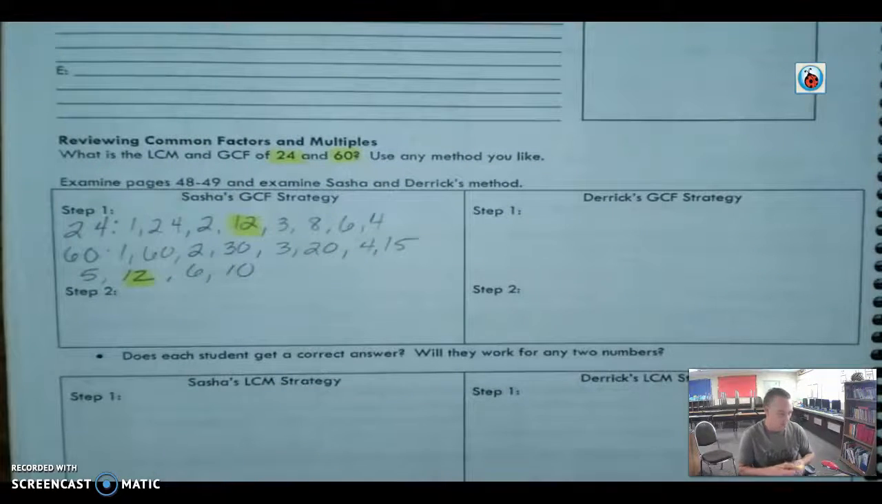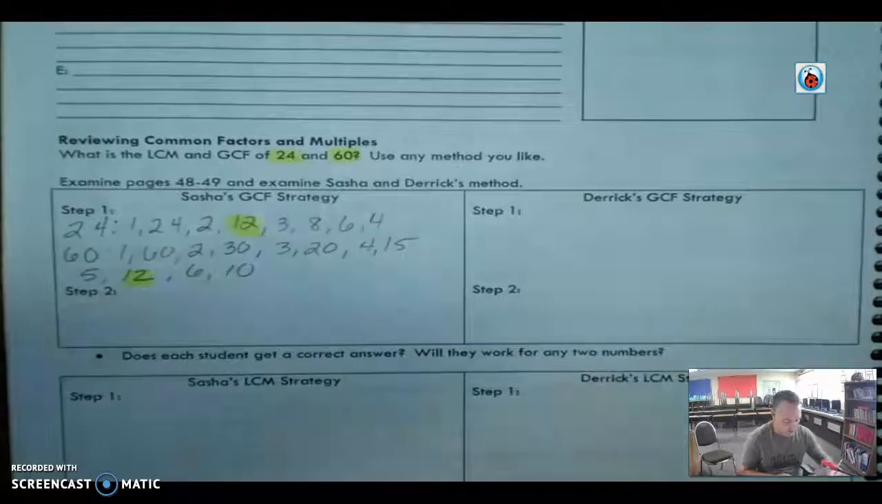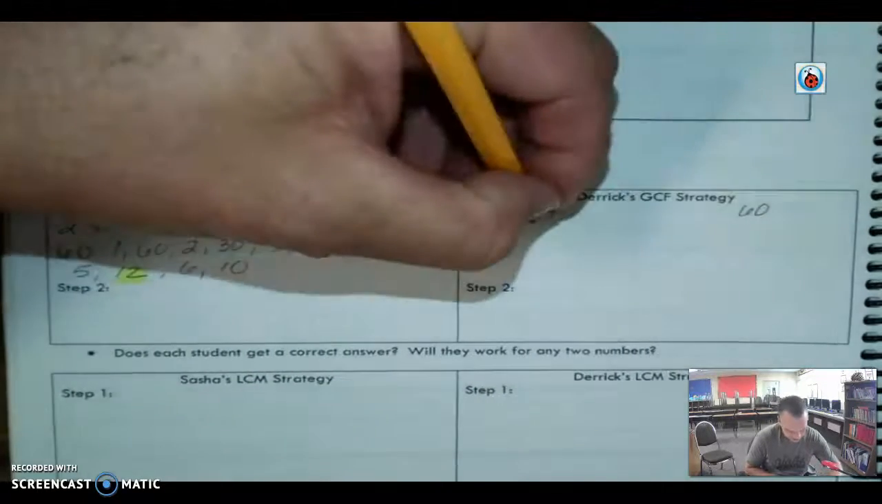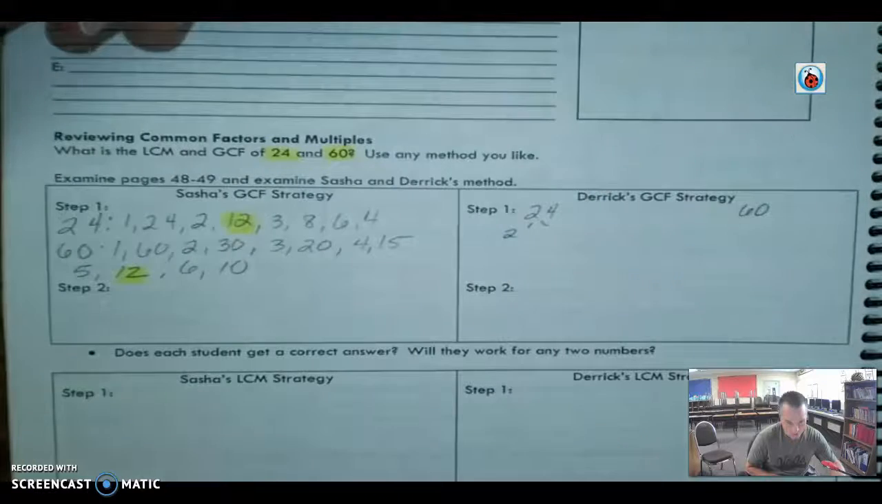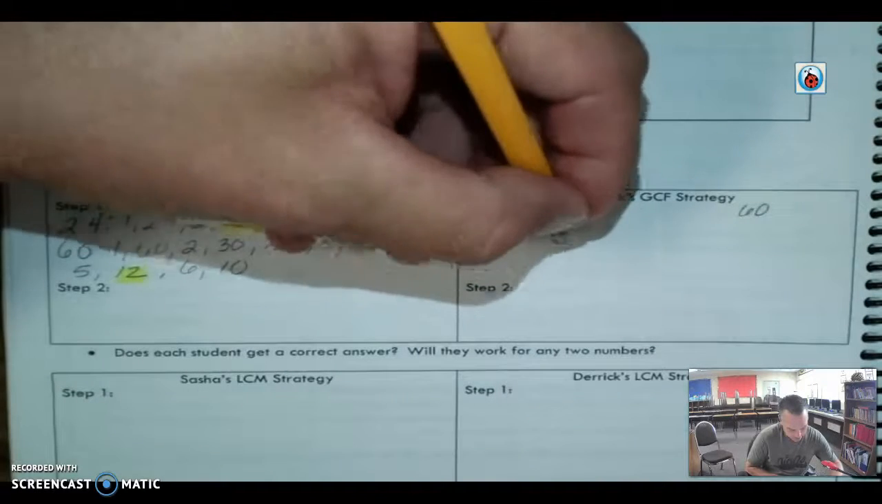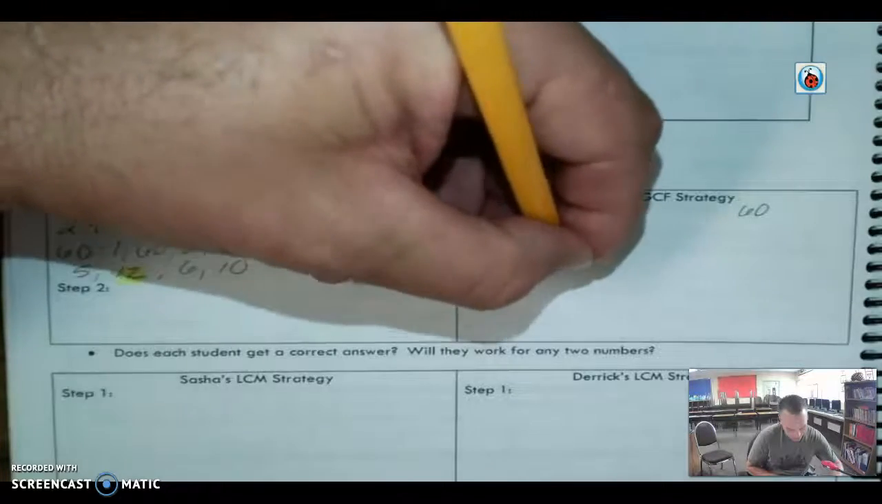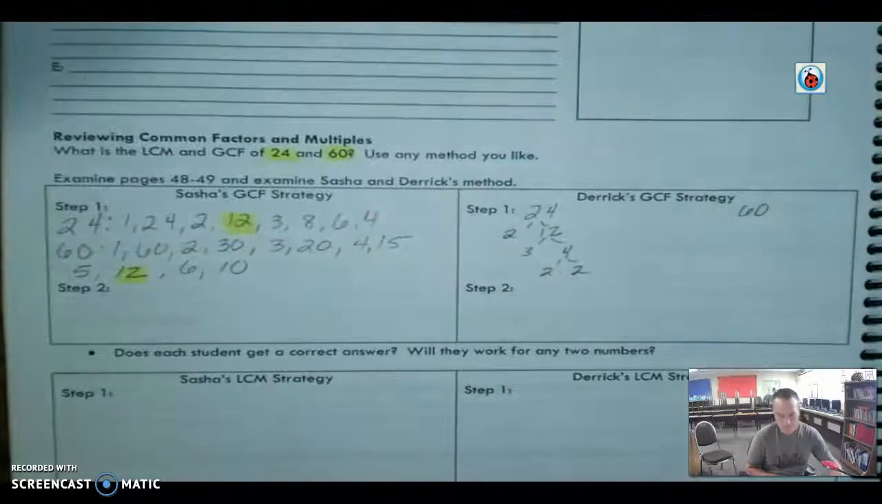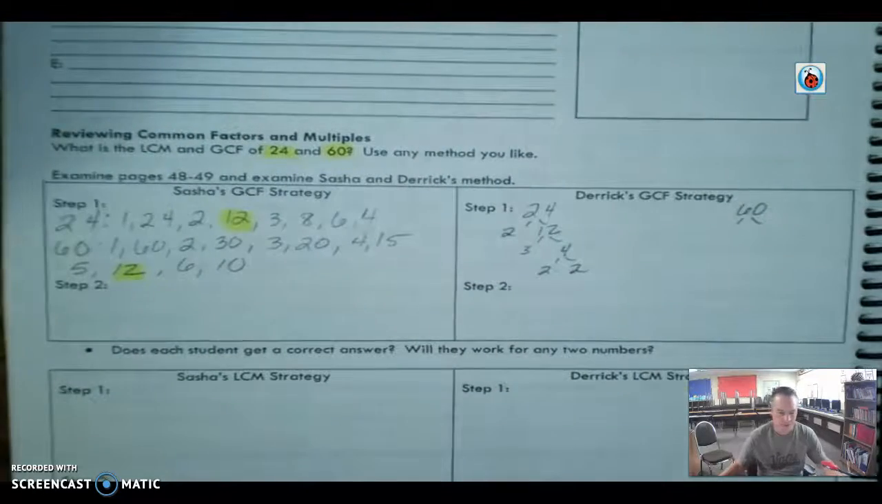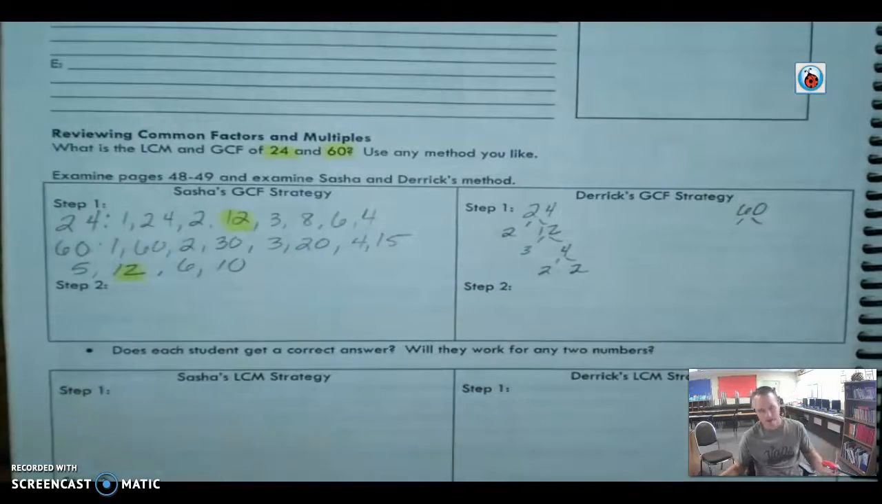Now, Derek's strategy is a little bit different. It has to do with finding the prime factorization of each number. So we're going to find the prime factorization of 24 and of 60, right? So it's like this. Remember we did this? 2 and 12. I'm going to say 3 and 4, 2 and 2. Okay, and now for 60, I'm going to do the same thing, the prime factorization. Pause the video to do that, and then start back up to see the answer.